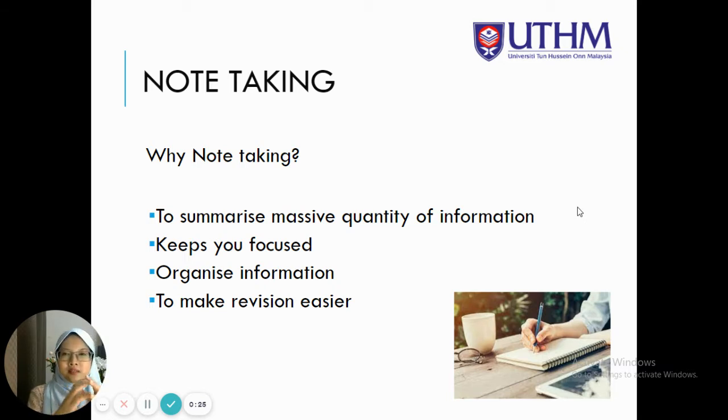All right, so for example, you listen to a lot of information and you do not know which one to focus on. The best way is to take down notes because it keeps you focused. Next, it organizes your information in a very systematic way. You know which one is first, the second part, the third one, and which one is for conclusion. Besides that, it makes your revision easier, especially for your subjects. If you keep your own version of notes, you remember better and you understand better.